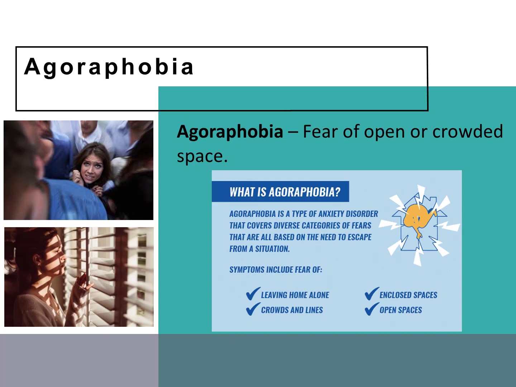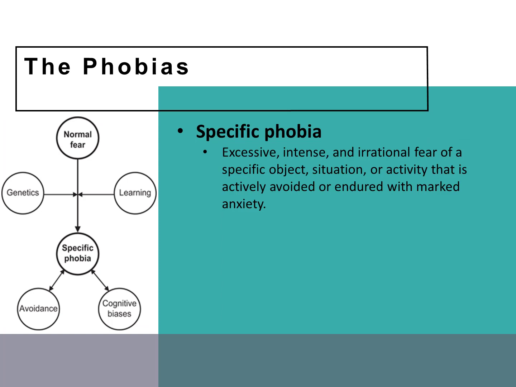So we're all getting a firsthand experience of what it might be like to have agoraphobia. So this ties into the next set of disorders, which are our specific phobias. Now, specific phobias are excessive, intense, and irrational fears of specific objects. This differs from generalized anxiety, where everything was causing some anxiety.